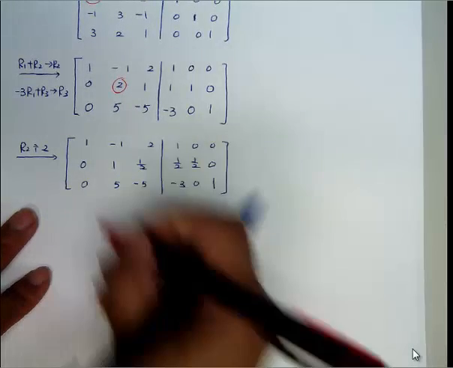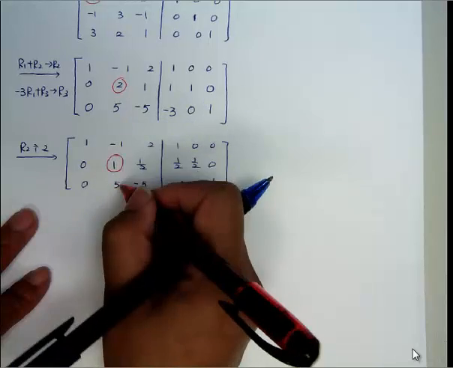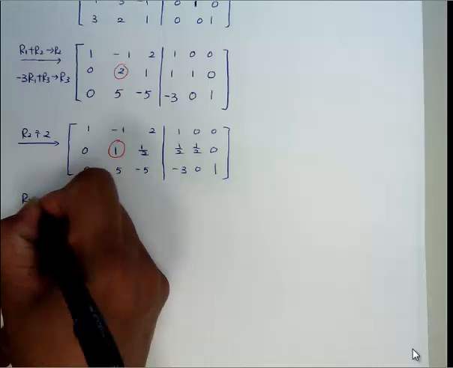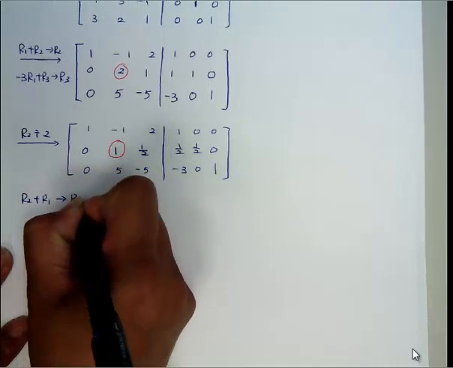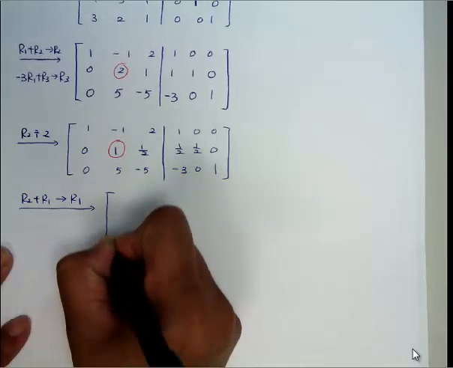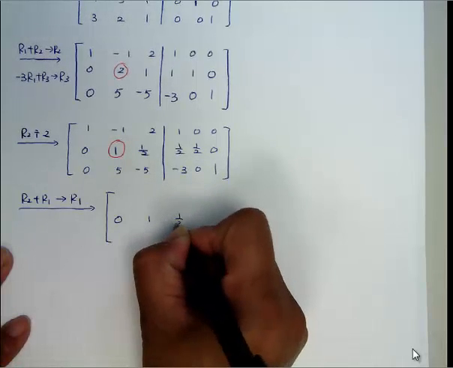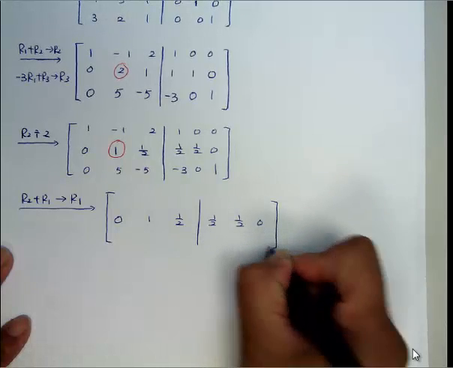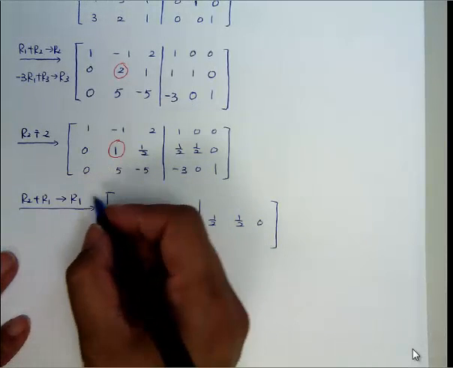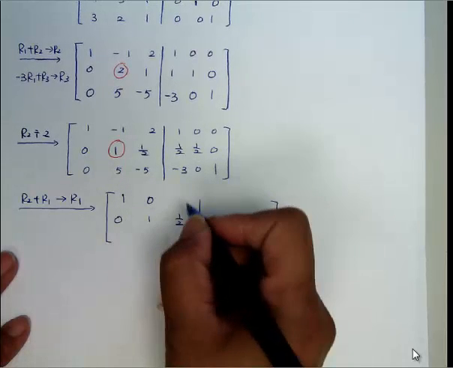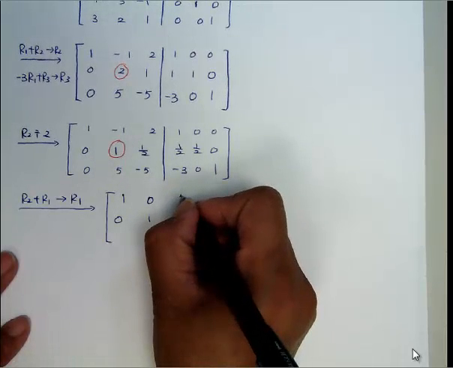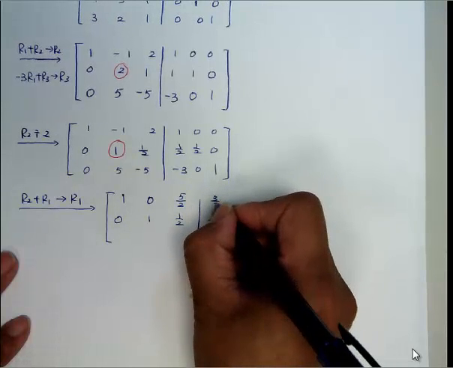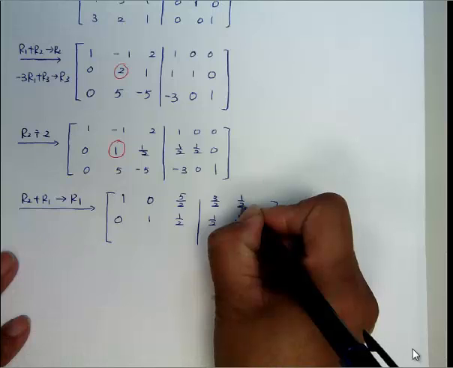We are going to use this pivot to clear this one and that one. For the first row, we can just use row 2, added into row 1 to replace row 1. Again, row 2 is your pivot, so we are going to keep it. And row 1, let's add them: 1 plus negative 1 is 0. 2 plus 1 half is 5 halves. And 1 plus 1 half is 3 halves. And this is 0.